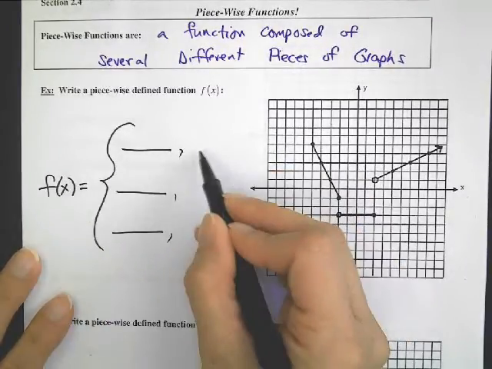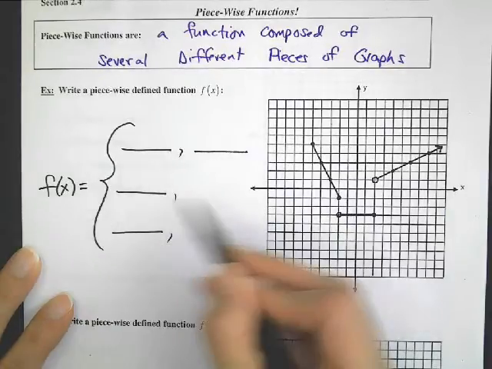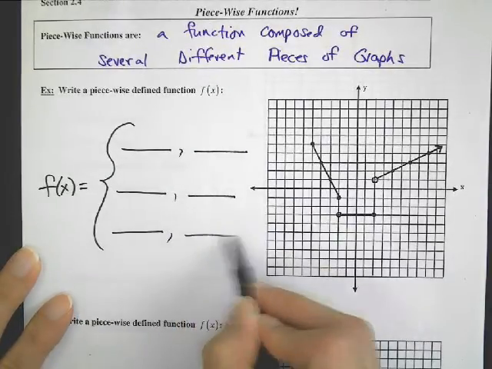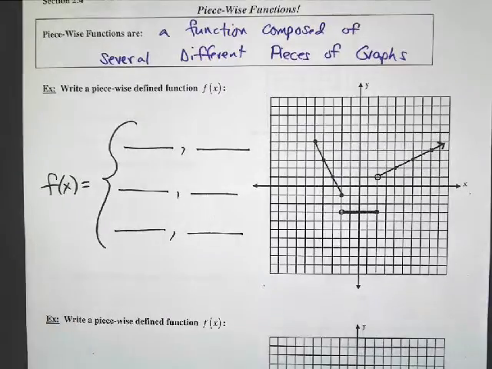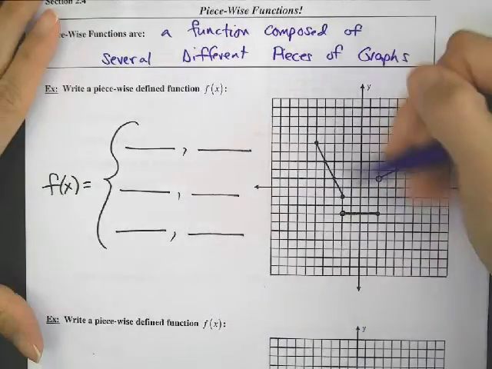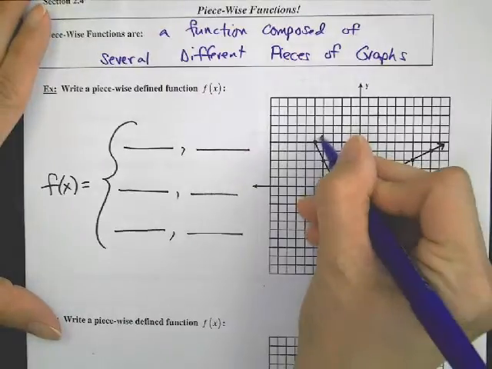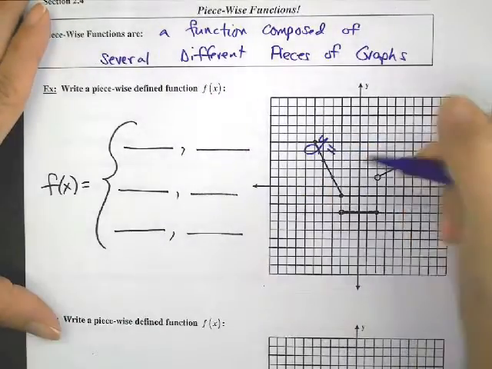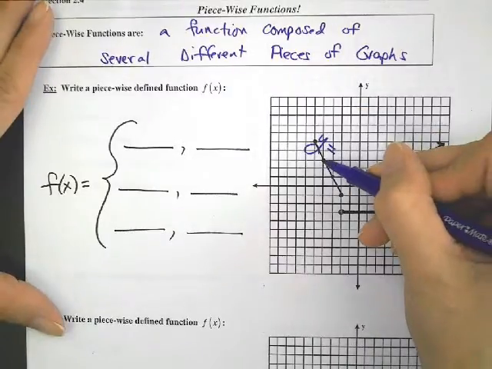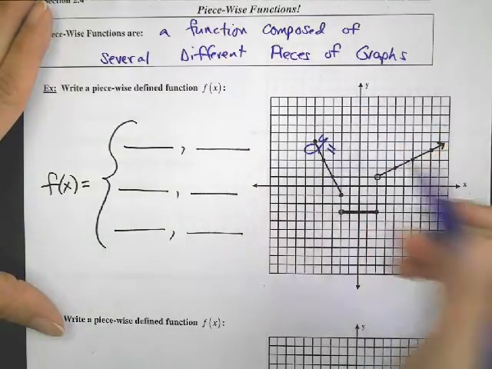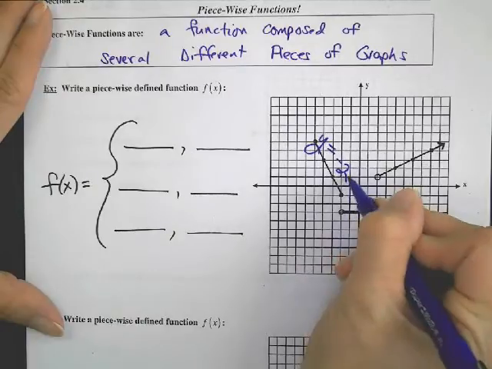Then you have to say this piece is good here, and this piece is good here, and this piece is used here for those x values. So what I highly recommend doing is coming over to the graph and maybe writing the equation of the line. So this is a linear equation, so it's going to be y equals, it's going downhill. Take a look at the slope. Down 2 over 1. Negative 2x.